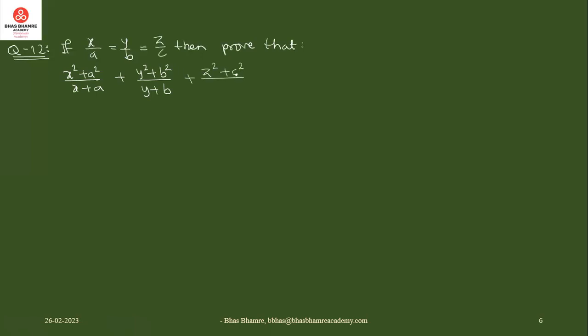If x upon a is equal to y upon b is equal to z upon c, then prove that (x square plus a square) upon (x plus a), plus (y square plus b square) upon (y plus b), plus (z square plus c square) upon (z plus c), is equal to numerator: (x plus y plus z) whole square plus (a plus b plus c) whole square, totally upon (x plus y plus z plus a plus b plus c).